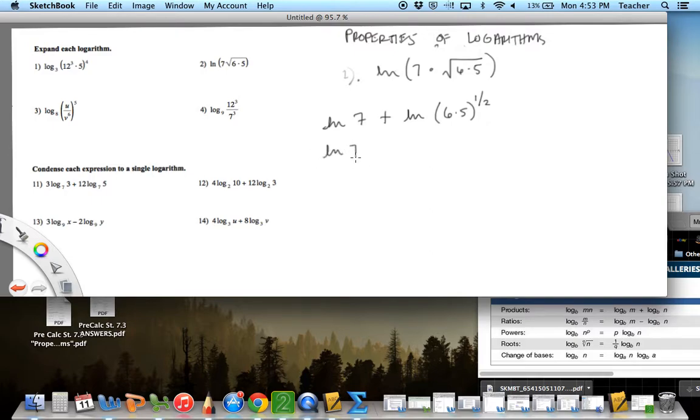So now I have ln 7 plus, because we're taking something to a power, we're going to stick it up in front.